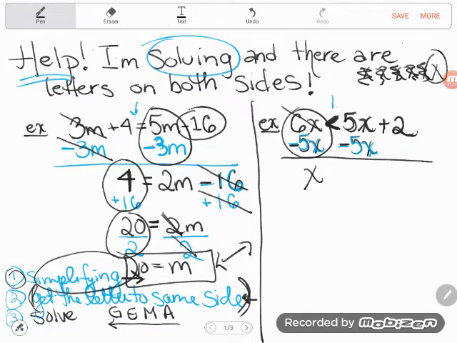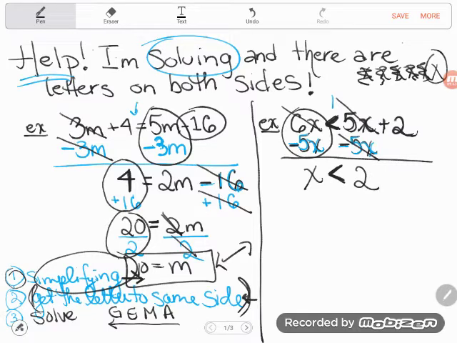Now I haven't done anything to change the inequality symbol or affect it whatsoever. There's only one thing you can do to affect an inequality symbol, that is to multiply or divide by a negative, to negate it. And I didn't do that. I subtracted. And so I'm safe. Now, 5x minus 5x, of course, zeroes out. It's gone. And what do I have left? I have 2 left.